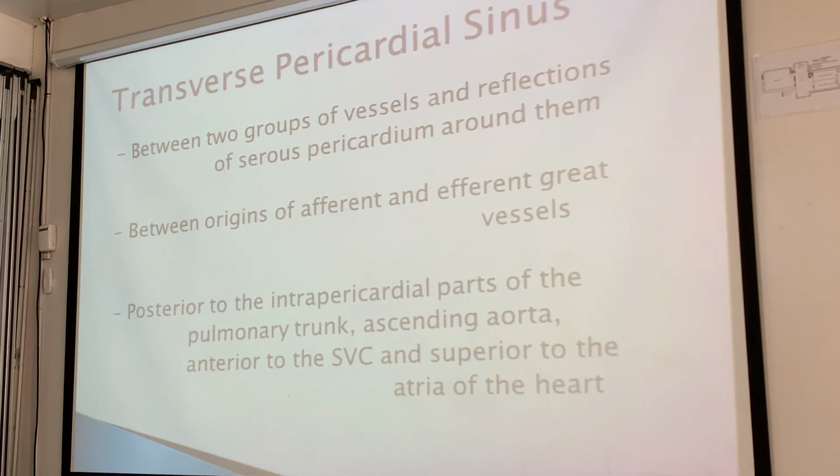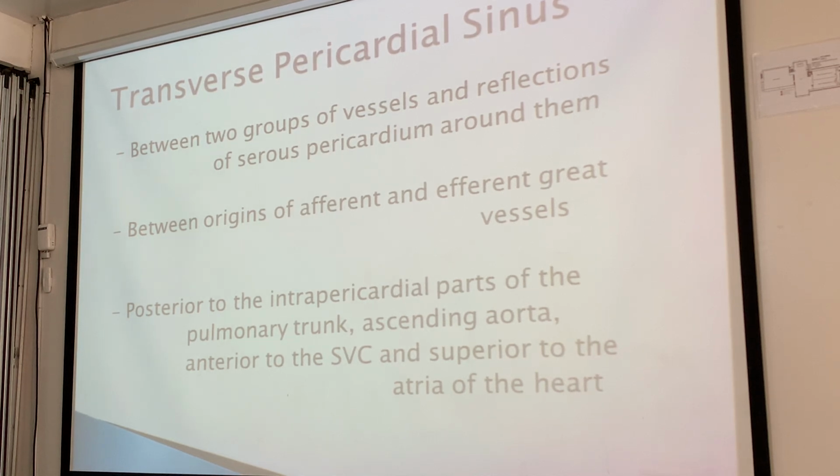Now, first of all, we need to talk about what we call the transverse pericardial sinus. This is the smaller area, and this is its definition. Okay? For theoretical purposes, the definition first. Actually, it's found between the takeoff and entry part of the great vessels. Then, it is located behind the intrapericardial parts of the aorta and pulmonary trunk, from the heart. Theoretical purpose lang yan.